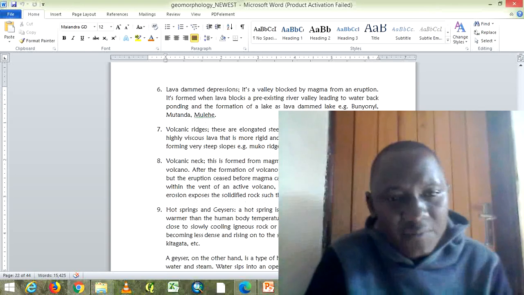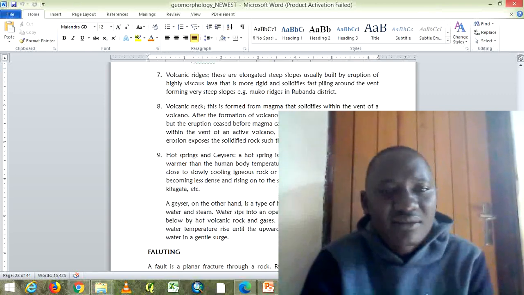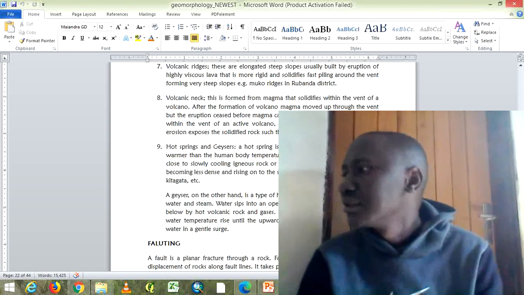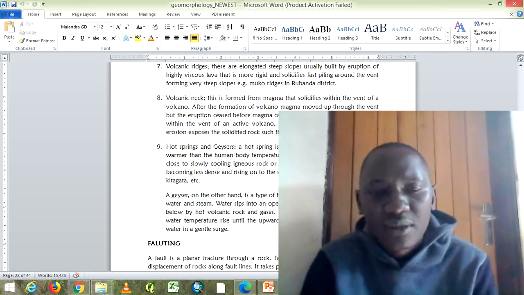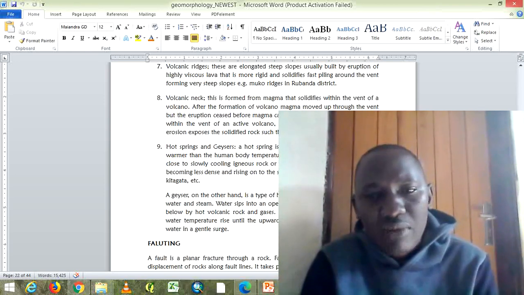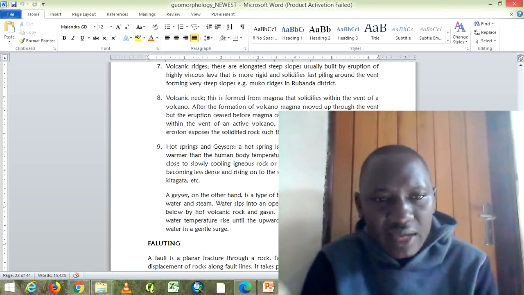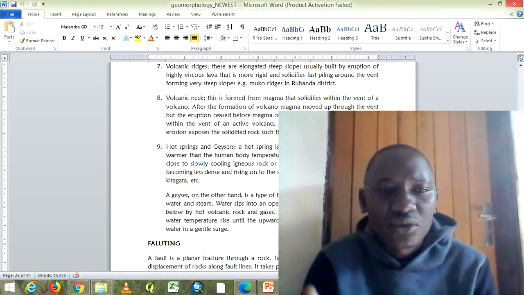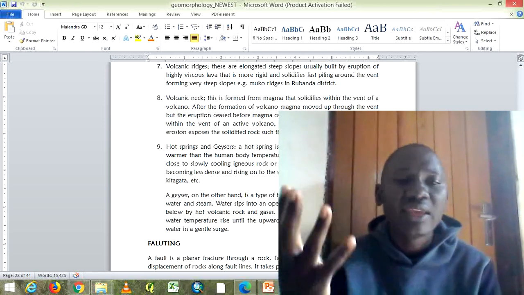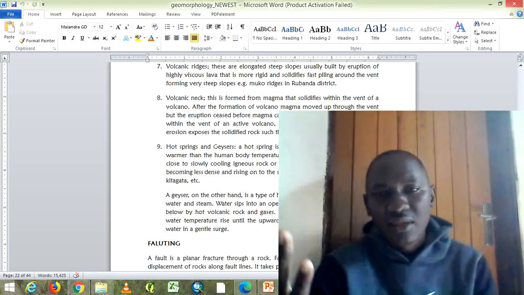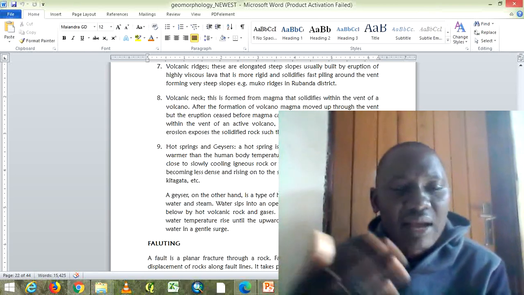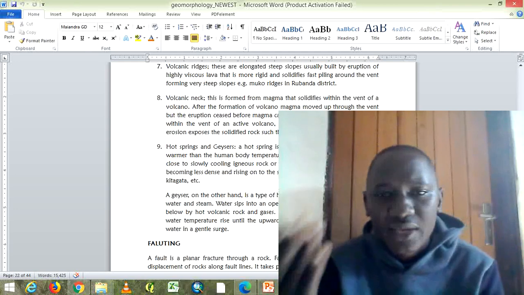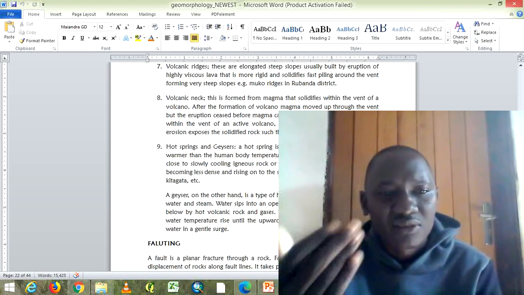We have hot springs and geysers. A hot spring is a spring of warm water, warmer than body temperature. This warm water is formed when water saturates close to a slowly cooling igneous rock or magma chamber, thus getting heated, becoming less dense, and beginning to rise to the surface of the earth to form a hot spring. Like, for example, the Sempire Hot Springs, Tagata, Minera, and so on.